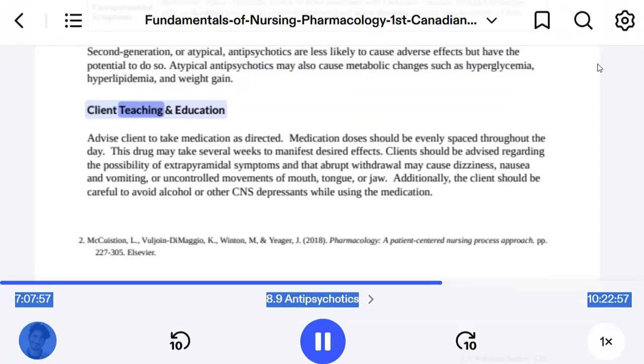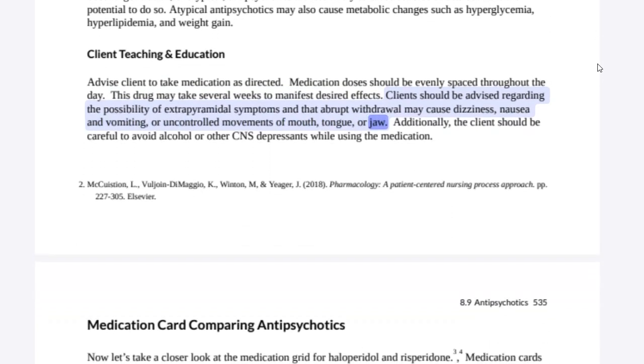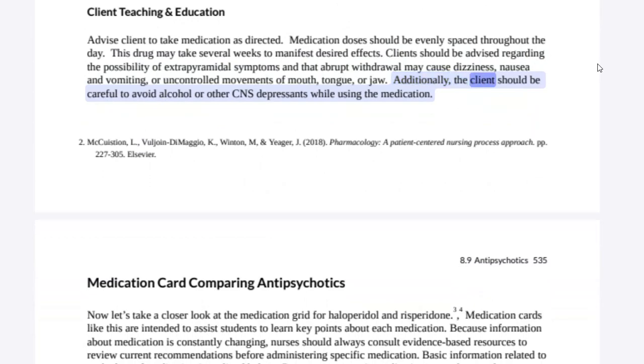Client teaching and education. Advise client to take medication as directed. Medication doses should be evenly spaced throughout the day. This drug may take several weeks to manifest desired effects. Clients should be advised regarding the possibility of extrapyramidal symptoms and that abrupt withdrawal may cause dizziness, nausea, and vomiting, or uncontrolled movements of mouth, tongue, or jaw. Additionally, the client should be careful to avoid alcohol or other CNS depressants while using the medication.